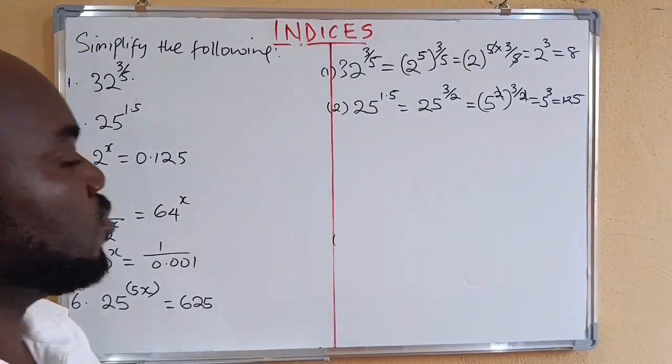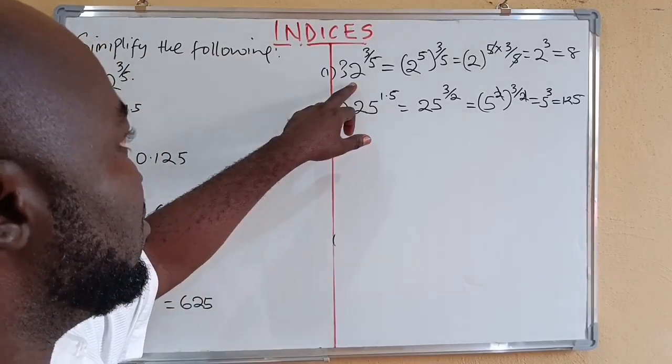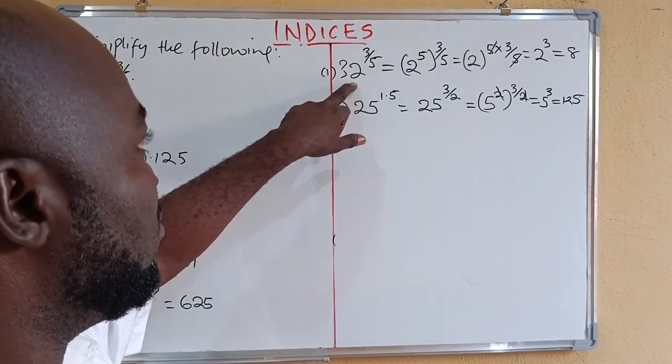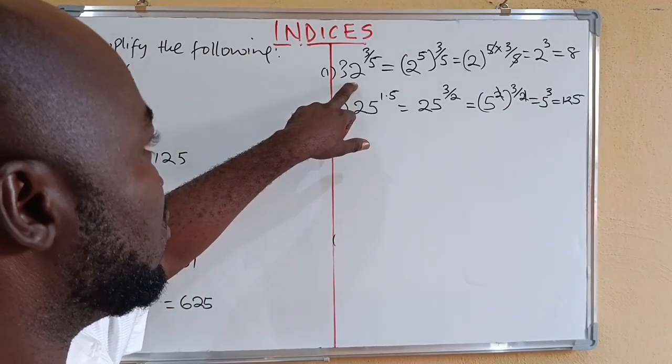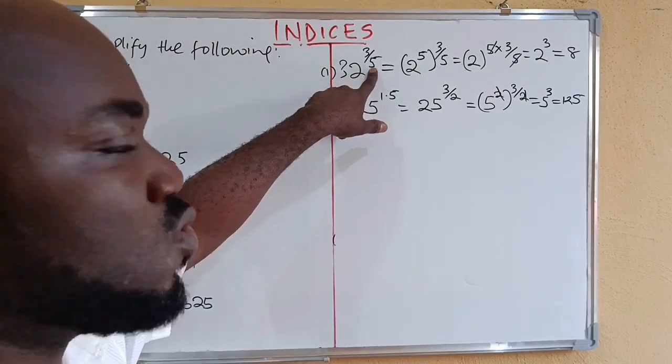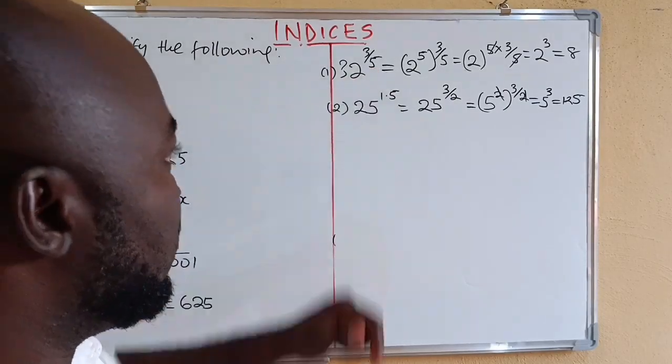So whenever you're solving, you make sure that whatever you convert this number to, it must have a power that will cancel the denominator of the fraction.